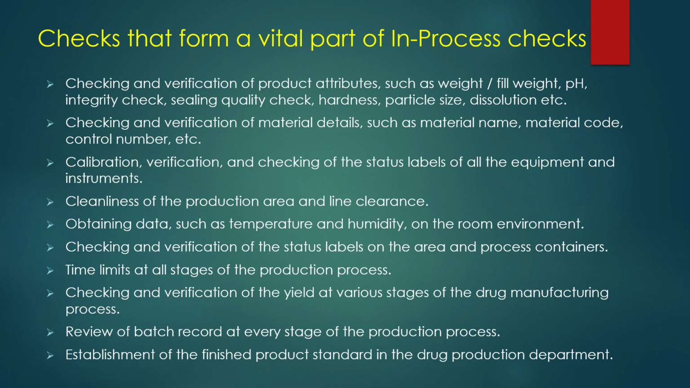In-process checks also ensure cleanliness of the production area, proper line clearance, monitoring of environmental conditions such as temperature and humidity, and verification of status labels on areas and process containers. Additionally, they include monitoring time limits during manufacturing, checking yields at different production stages, reviewing batch records throughout the process, and establishing finished product standards to maintain GMP compliance and consistent product quality.